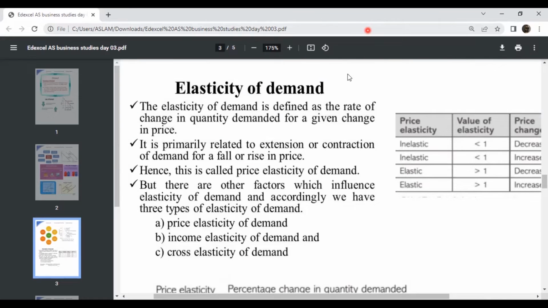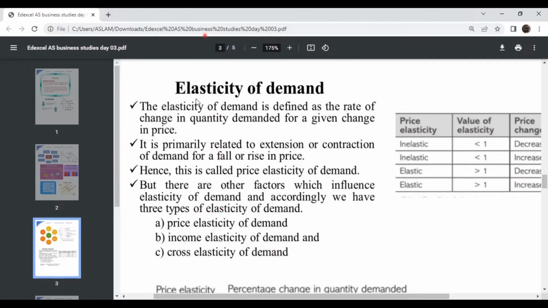Okay, so we have learned this already. PED means a change in price, how a change in price can change the amount of quantity. That's what we have learned. Here in elasticity of demand, you'll be learning three things: PED, IED, and cross elasticity of demand.